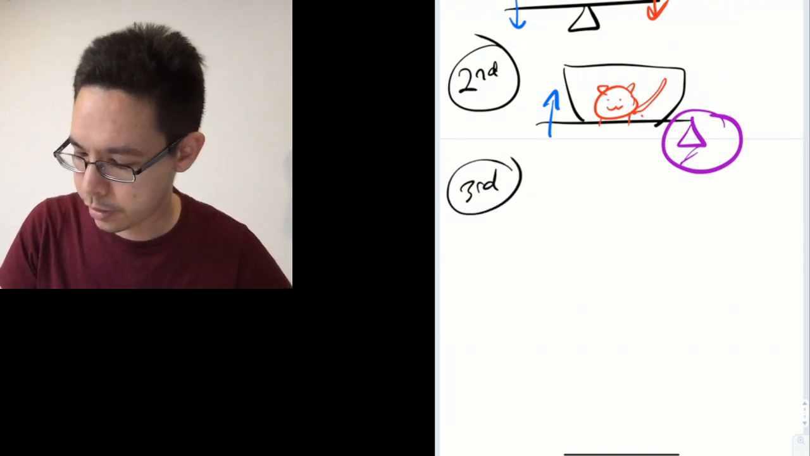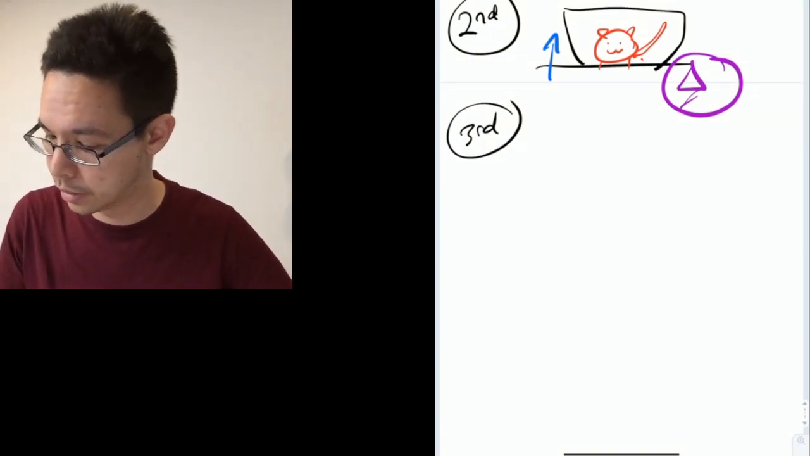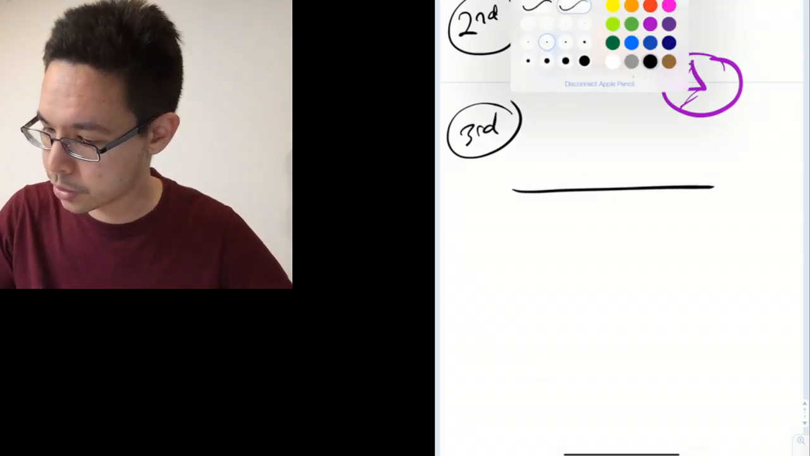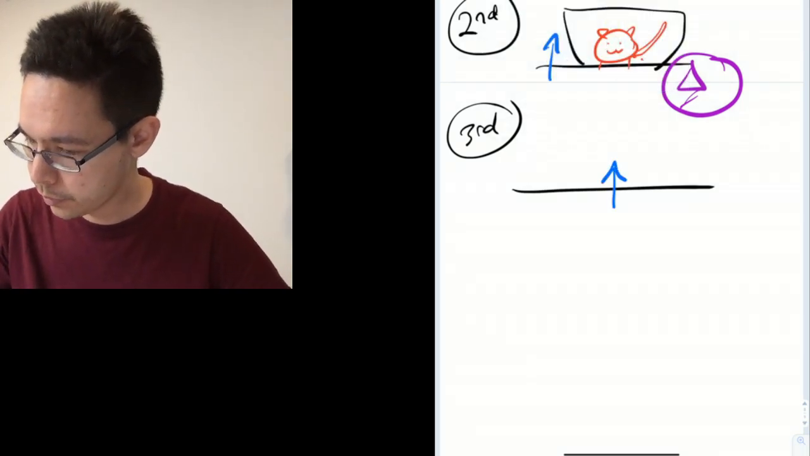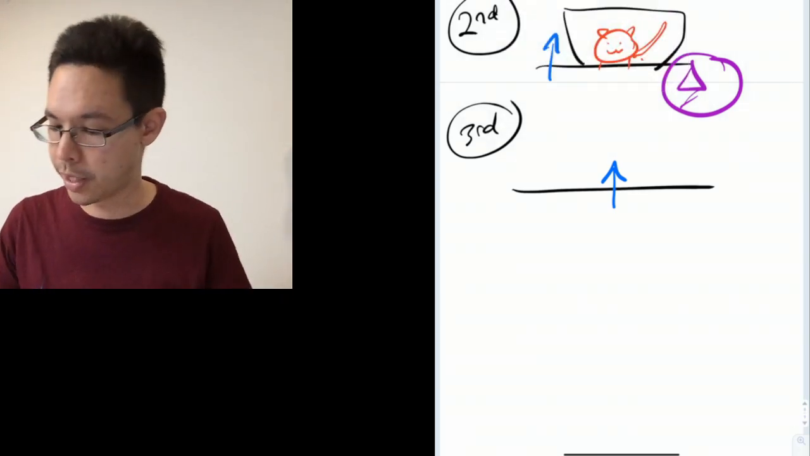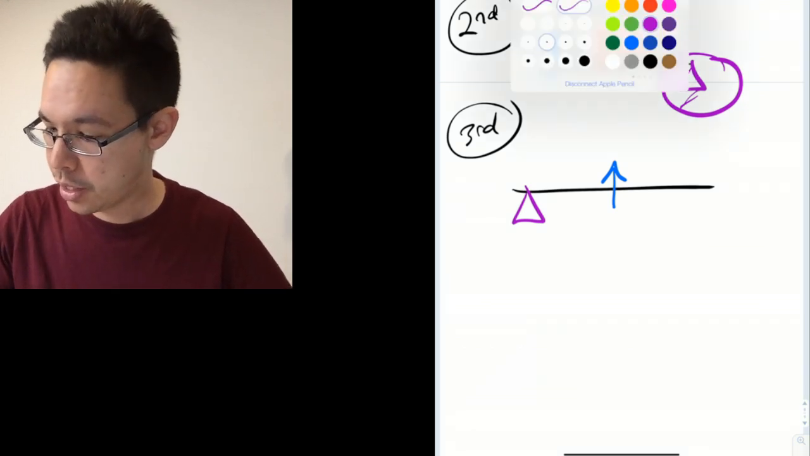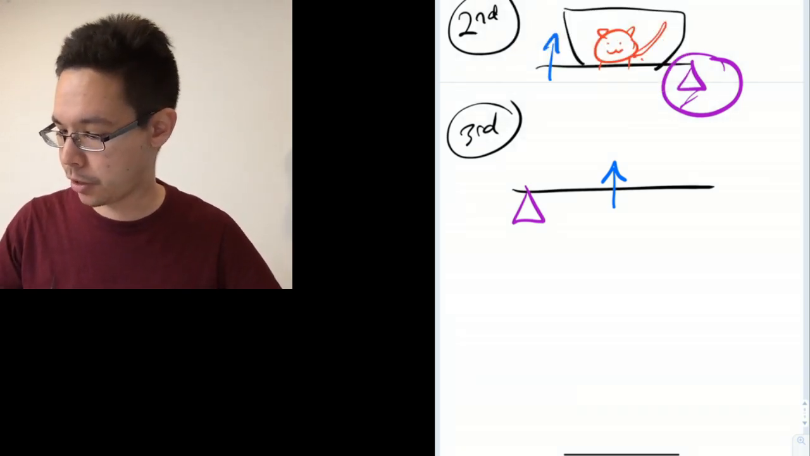Third class, I reckon third class people have to work harder than everyone else, so third class effort, you have to put in the effort in the middle. So effort is here. Then you have to decide, okay, where's my fulcrum go? Well, it could go left or right, doesn't matter. So I'm going to put my fulcrum here just by choice. And then my load has to go somewhere, so my load's going to be here.